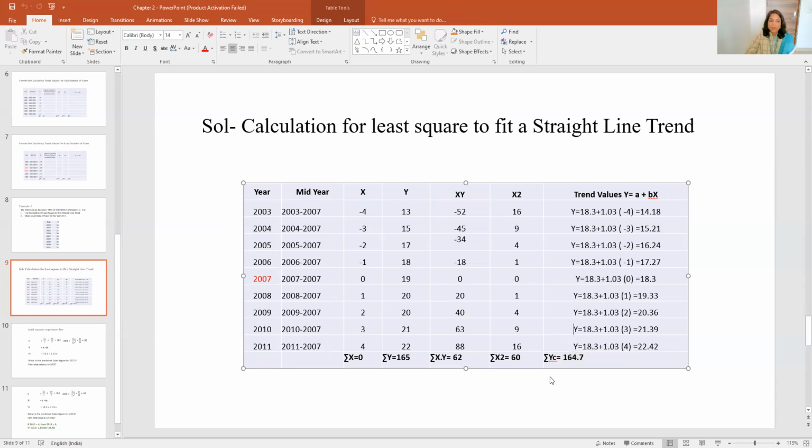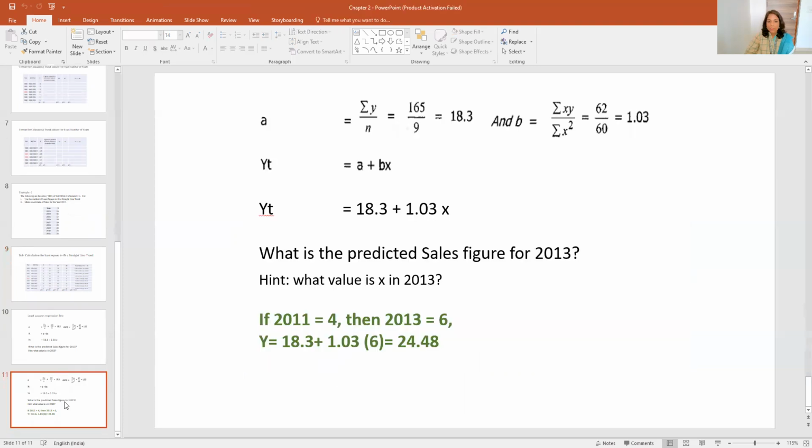Now, for this question, they have asked you for the sales for 2013. In 2011, the X value is 4. In 2012, the X value increases to 5, as there is an increment of one with each additional year. In this question, they have asked you for 2013, so the X value will be 6. If 2011 is 4, then 2013 will be 6.